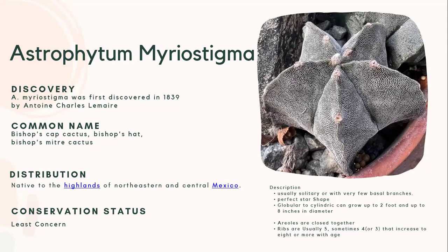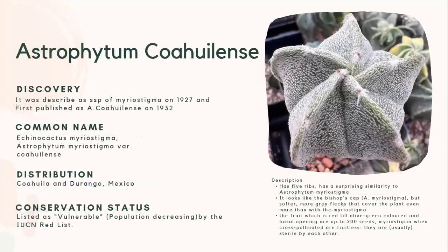And for Astrophytum coelens, it was discovered in 1927, but first tagged as a subspecies of myriostigma because of its similarity of shape. Later on, people studied it and figured out that this is a different species, so it was published as coelens in 1932.